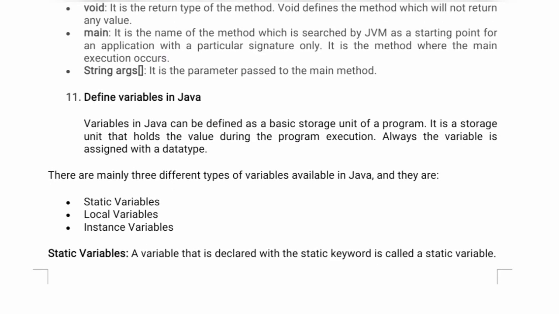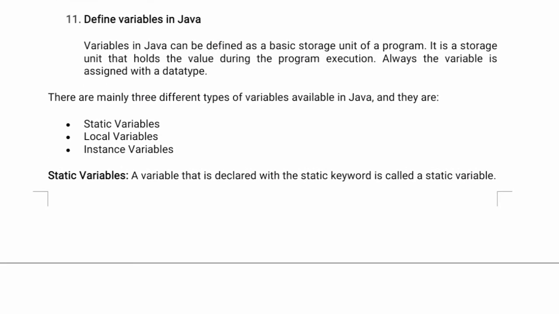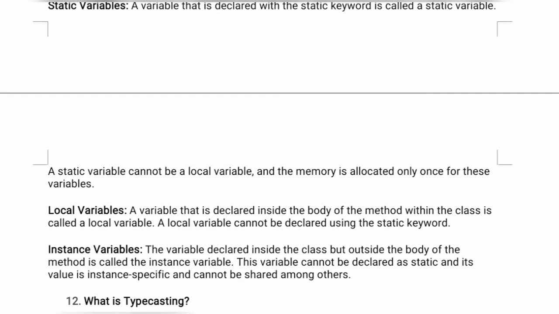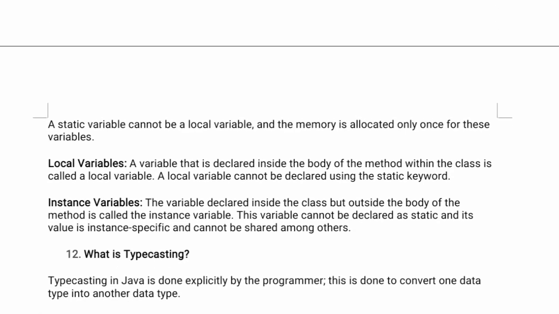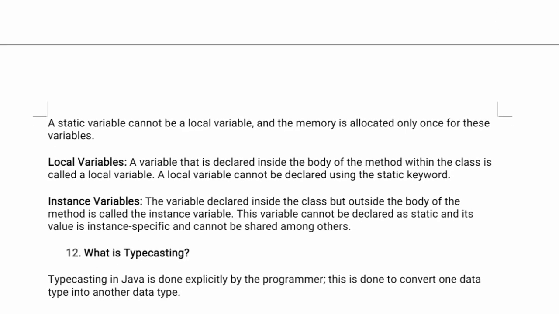So there are three types of variables: static variables, local variables and instance variables. These variables are all used to store some value during the program execution. First of all, static variables. A variable that is declared with the static keyword is known as a static variable. Static variables cannot be local variables and memory is allocated only once for this variable.